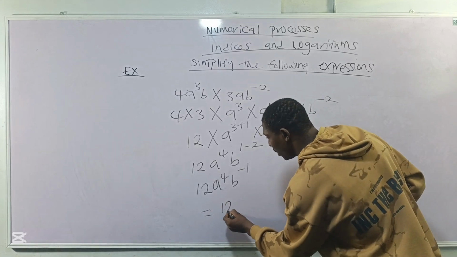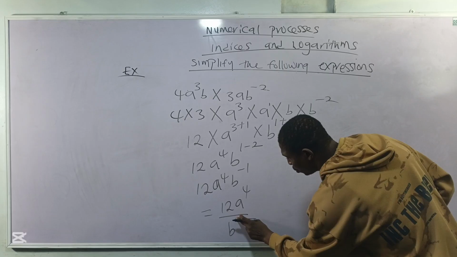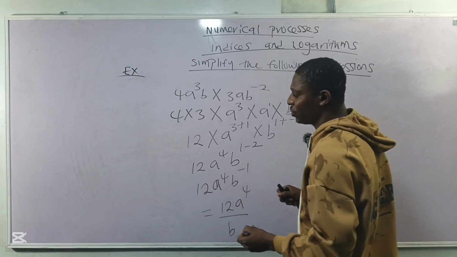This can be written as 12a raised to power 4 all over b raised to power 1, which is equal to b. So this is our answer.